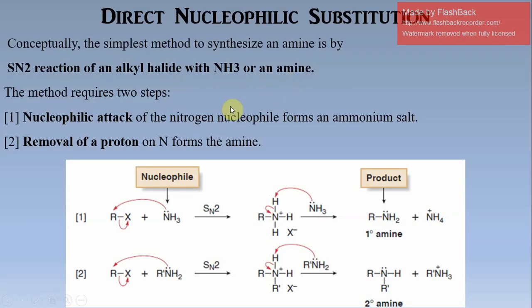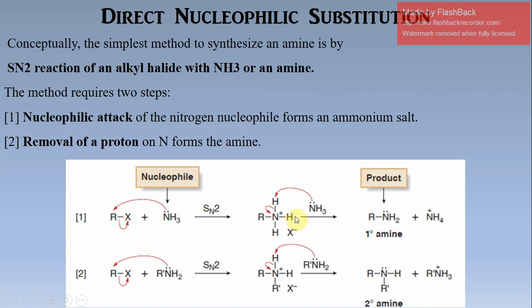In the direct nucleophilic substitution reactions, a nitrogen containing nucleophile, usually ammonia, is treated with an alkyl halide. The SN2 reaction takes place here. Ammonia behaves as nucleophile and it attacks the carbon which is connected to the leaving group, usually the halide. Now after the SN2 reaction, we end with an ammonium halide.